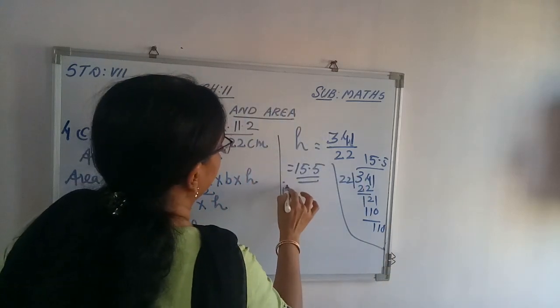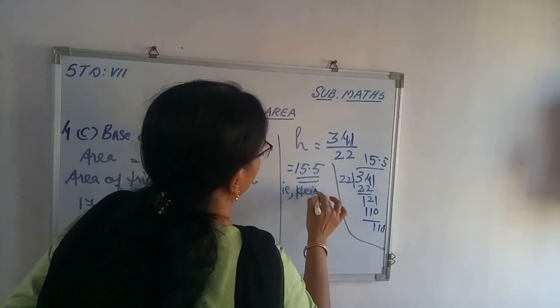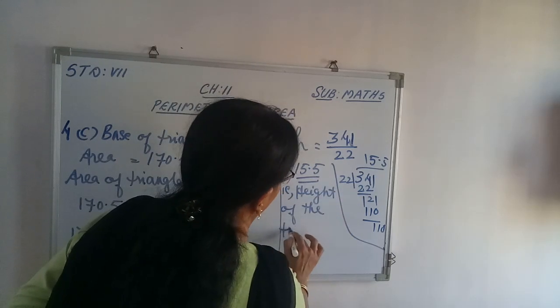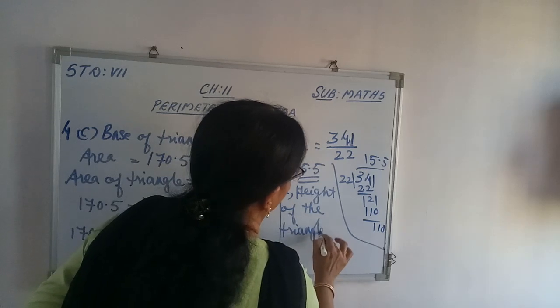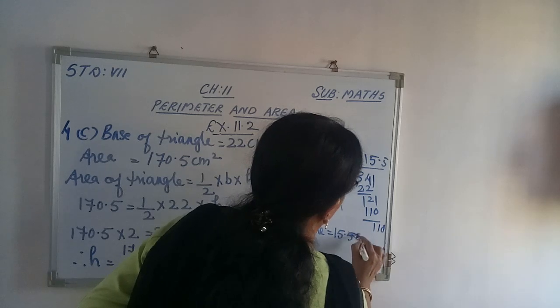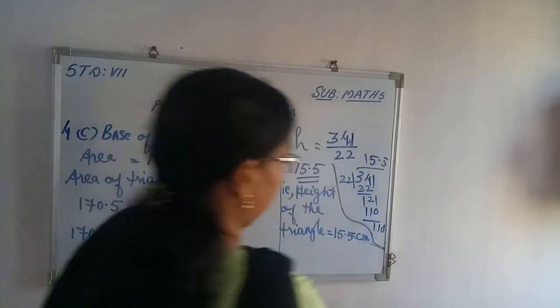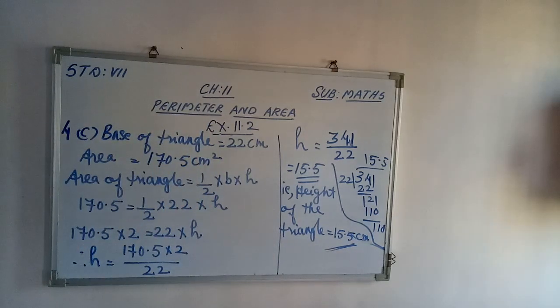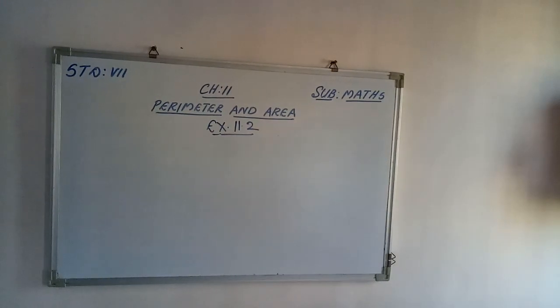So that is the height of the triangle, 15.5 centimeter. That is the final answer. In all these questions, we are using two formulae only, area of parallelogram and area of triangle. Using those formulae, we are solving these sums.